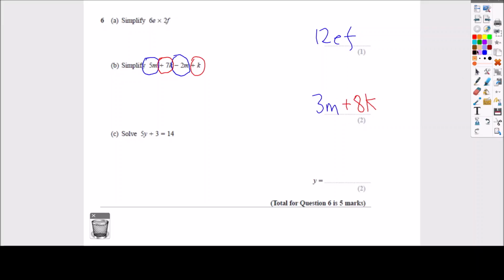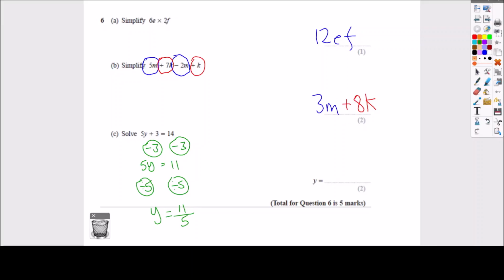Now for part C, so we need to solve this. So we need to get y on its own. So first of all, we need to undo that plussing of 3. How do we undo an adding of 3? We take away 3 from both sides. So we get 5y equaling 11. Then how do we undo that 5? 5y means 5 times y. How do you undo a timesing by 5? You divide by 5. So y is 11 divided by 5.